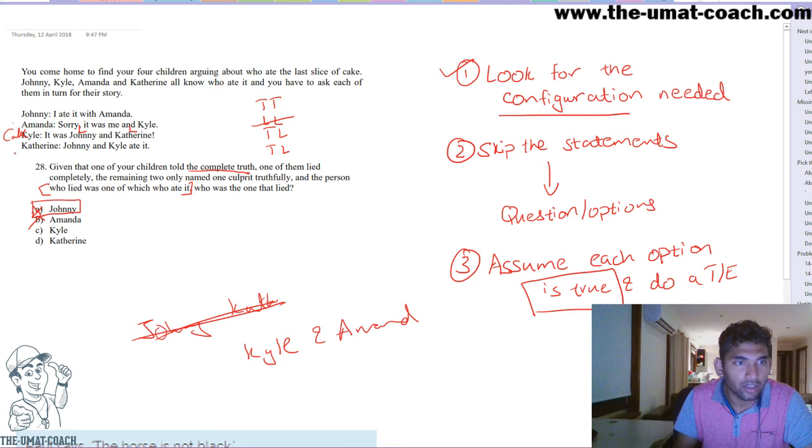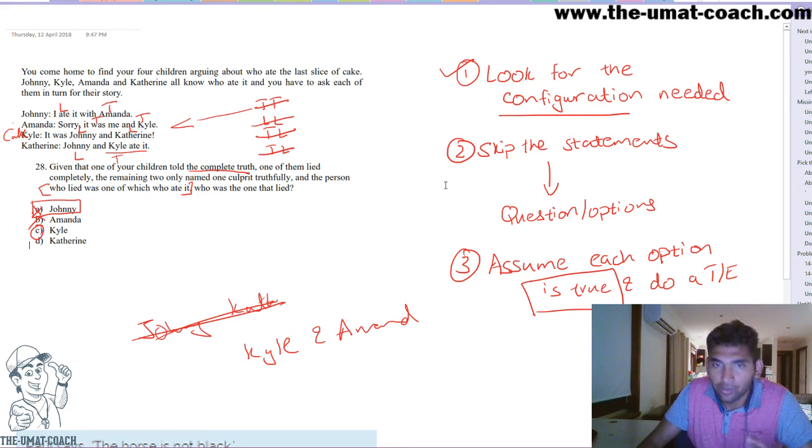Now let's take a look at Catherine's statement: Johnny and Kyle ate it. We know that Kyle definitely ate it, so that's a true statement, and Johnny did not eat it, so that's a false. That's a true-false, crossed out. Looking at Johnny, he's saying I ate it with Amanda. We know that Johnny didn't eat it, so that's a false statement, and Amanda did eat it, so that's a true statement. So again we have a true-false that's crossed out. So the last one must be the true-true, and looking at Amanda, she's saying it was me and Kyle. So that option is gone. Because all the configuration works, we can say that Carl is the one who definitely ate it.